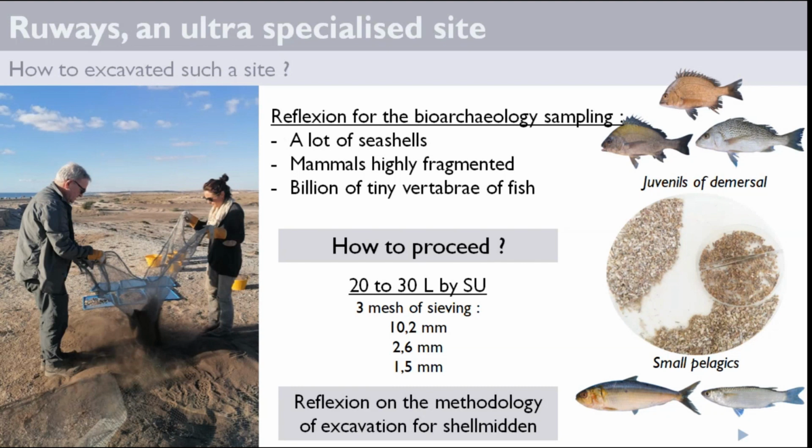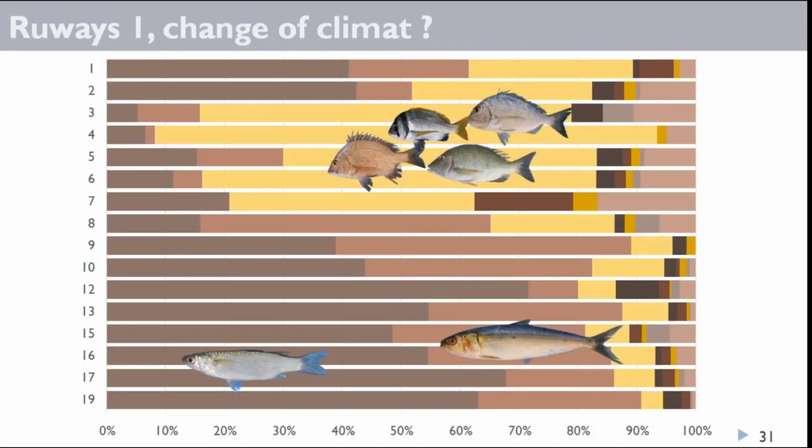So in the first mesh, we get the lithics, the big seashells, and all the big material. The 2.6 mesh was able to collect all the fragmented seashells and the biggest fish. The main part of the fish material from the site was coming from the last and the smallest mesh. Voilà. And it was interesting when we look at the results in Ruways 1 for the fish bones.